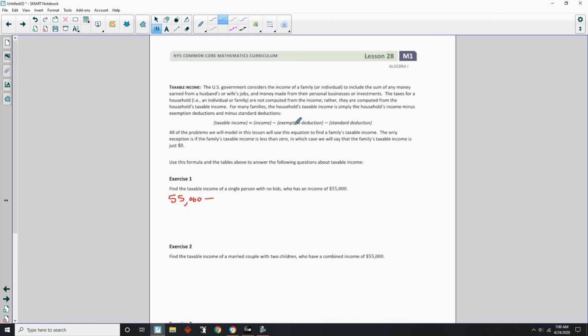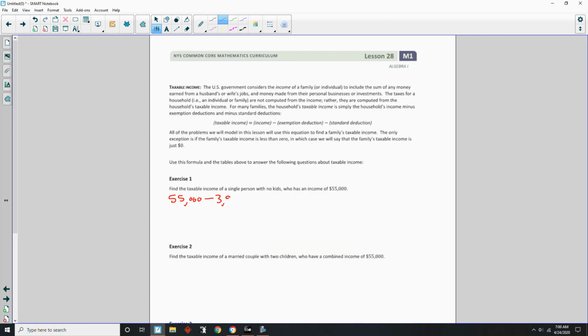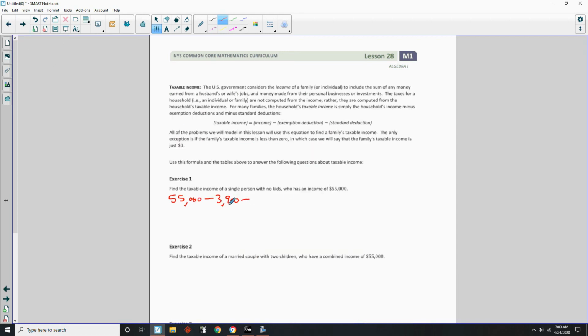minus exemption deduction. So I go back to this page here. The exemption class is single, and the exemption deduction is $3,900. So it's minus $3,900 minus the standard deduction. And the standard deduction is $6,100. Filing status is what determines your standard deduction. Standard deductions, right here it says it: standard deductions based upon filing status, exemption deductions for tax year 2013. So I'm going to subtract $6,100.